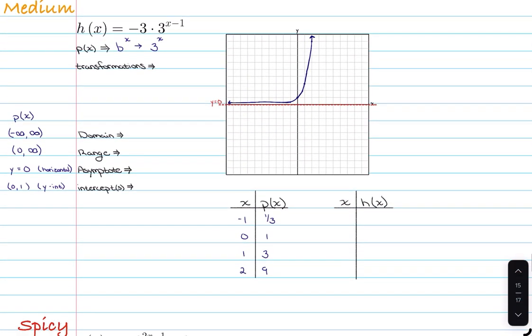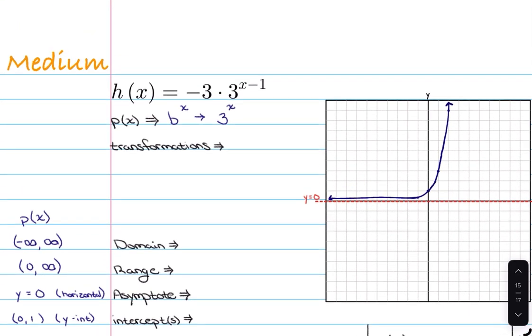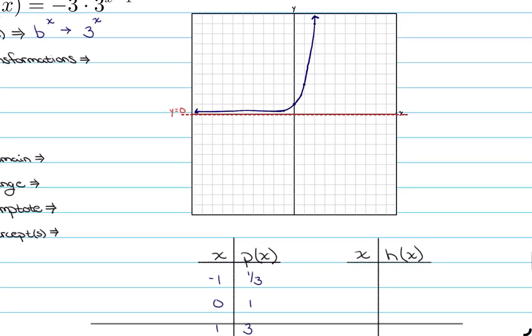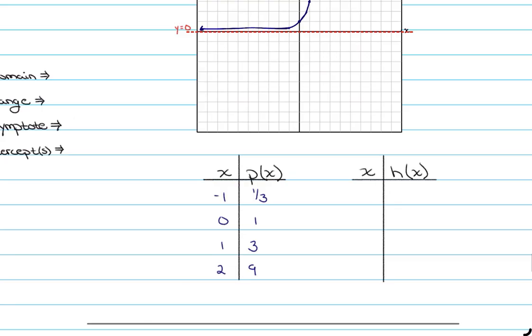Medium example looks like this. We have -3 times 3 to the x minus 1. This is still an exponential function, so we have b to the x as our parent function. We get to be even more specific, saying this is 3 to the x because we know what our base is. Just like before, I graphed your parent function for you to show you those points, and I've even plotted those points down here for you to show them again. Again, this is that 3 to the x power. If you want to know how I got those points, I took each one of these x values, plugged it in for my x, and simplified to get my y.